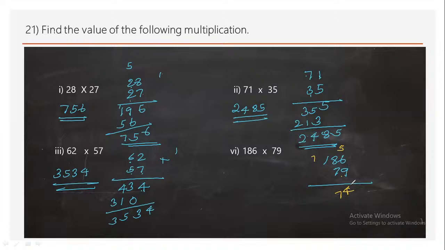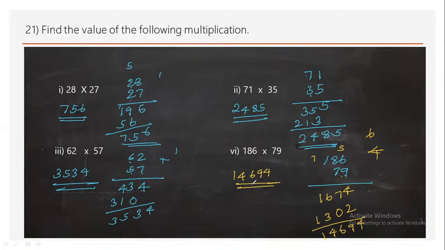9 times 6, 54. 5 remaining. 9 times 8, 72. 77. 7 remaining. 9 times 1, 9. 9 and 7, 16. 7 times 6, 42. 4 remaining. 7 times 8, 56 and 4, 60. 6 remaining. 7, 7 and 6. 4, 2 and 7, 9, 6, 1 and 3, 4, 1. 14,694.